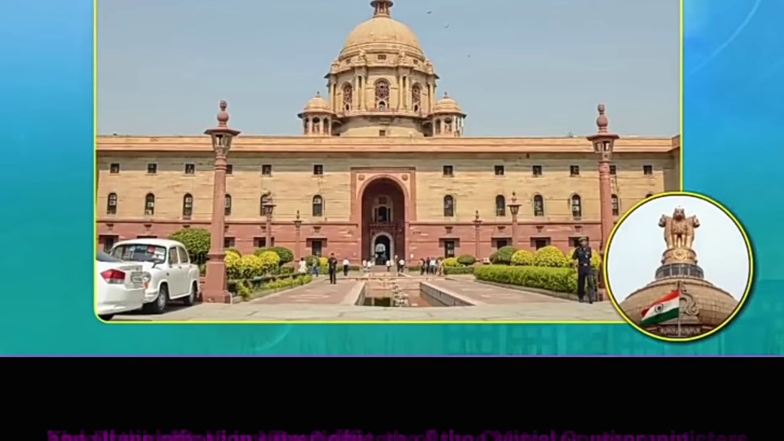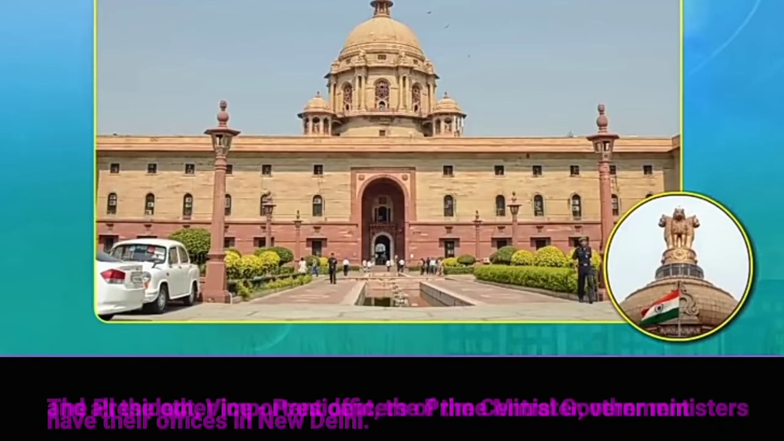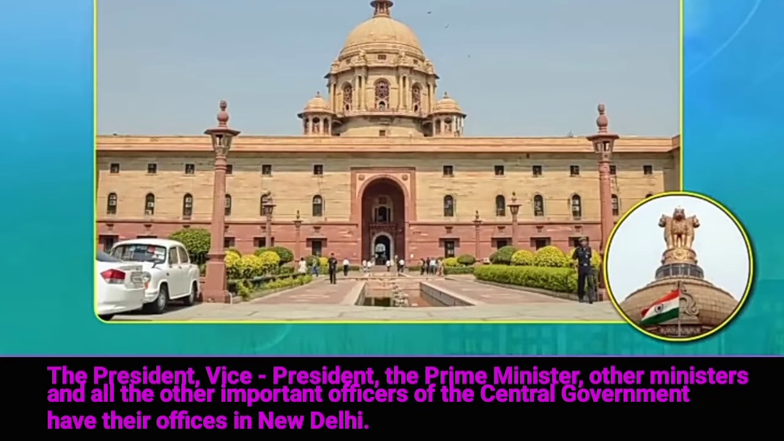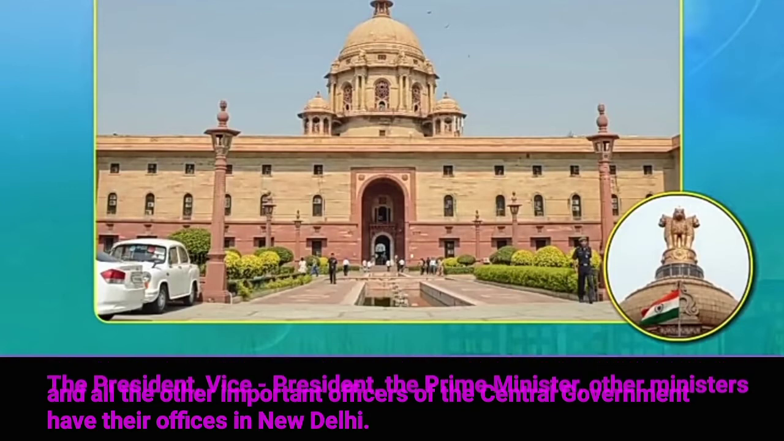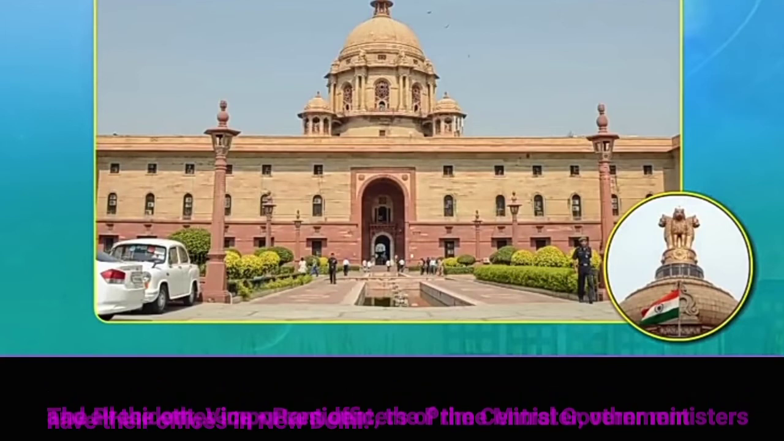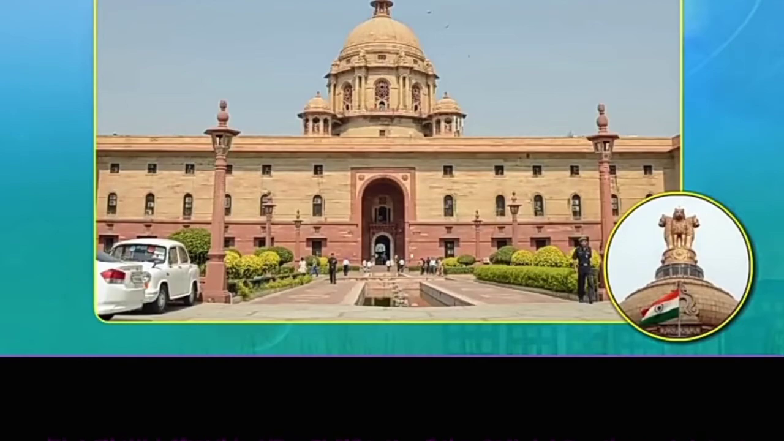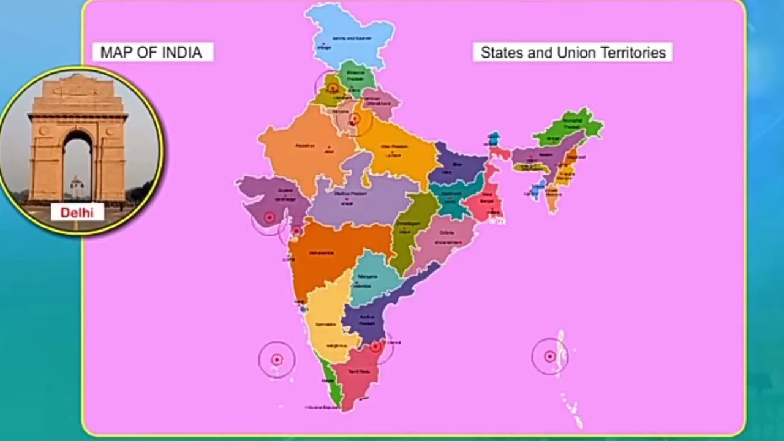The President, Vice President, the Prime Minister, other ministers, and all the other important officers of the central government have their offices in New Delhi. The whole country is divided into 28 states and 8 union territories, including the National Capital Territory of Delhi.